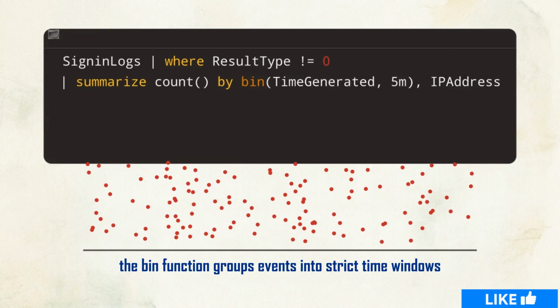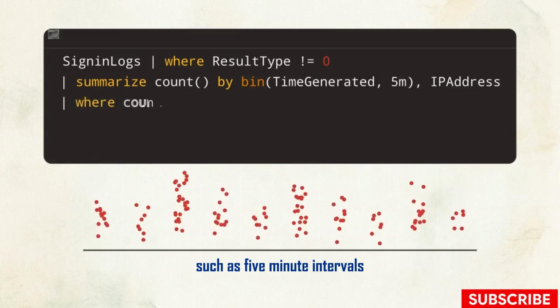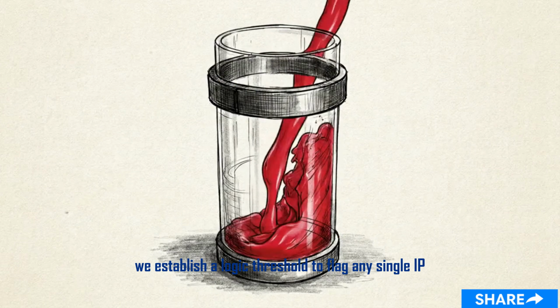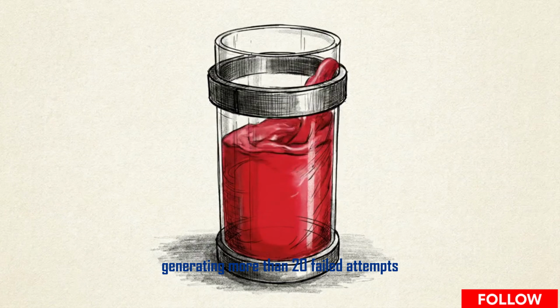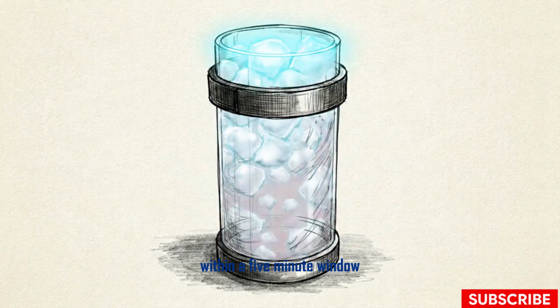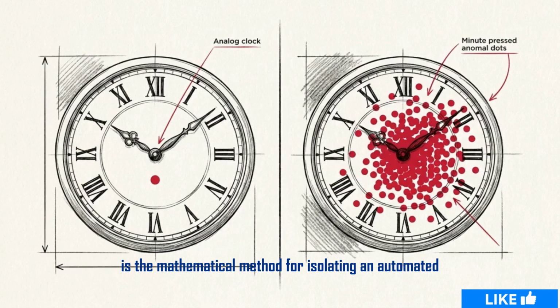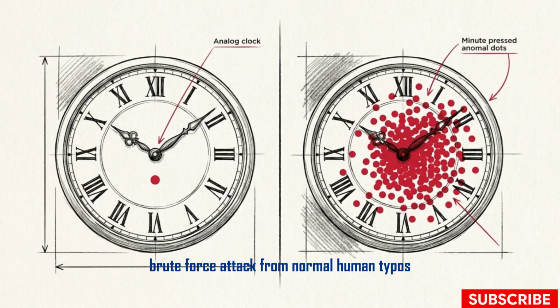The bin function groups events into strict time windows, such as 5-minute intervals. This allows us to measure the velocity of the attack. We establish a logic threshold to flag any single IP generating more than 20 failed attempts within a 5-minute window. Applying time-bound query logic is the mathematical method for isolating an automated brute force attack from normal human typos.